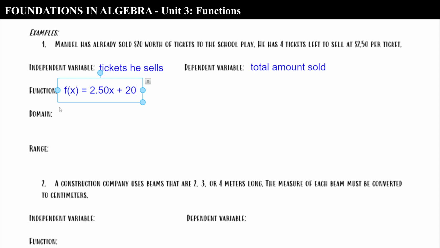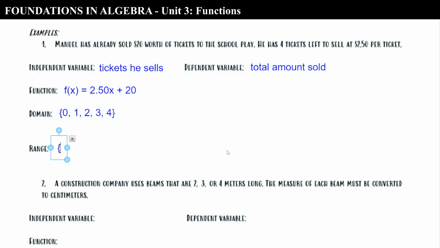So this is where we talk about what is our reasonable domain and range. So our reasonable domain is going to be 1, 2, 3, or 4. And actually, let's throw 0 in there because he could sell 0 more tickets and just not sell the 4 tickets he has left. That is a possibility as well.